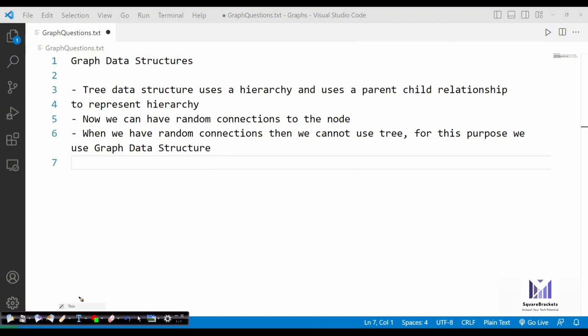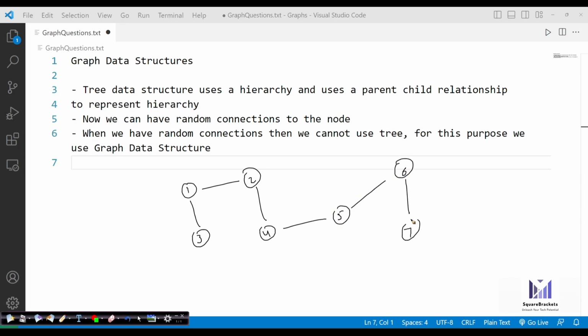So let's take one simple example to understand the graph. Let's say in a graph, this is a node, another node, another node, and this is also a node, and this, and this. There could be any node and there could be any connections as well. Like this, any node could be connected to any other node. I hope you are able to understand that in a graph data structure, we can have a connection of any node with any other node. So there is no parent-child hierarchy.